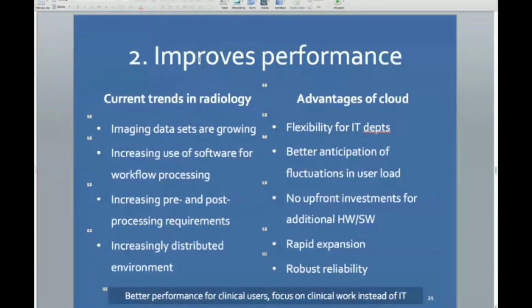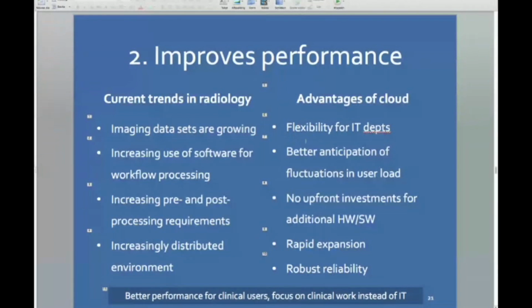It improves the performance, and in several ways. We know that there are current trends in radiology, and I already mentioned them. The data sets of images are growing. There's an increasing use of software for workflow processing. There's also an increasing pre- and post-processing requirement, for example, for oncology type of evaluations or functional imaging. And there's also an increasingly distributed environment, so we distribute information.